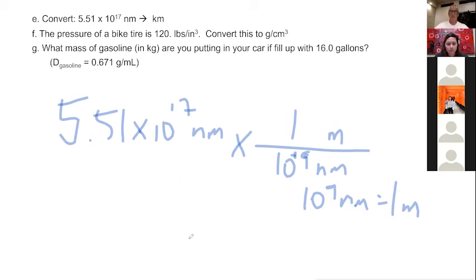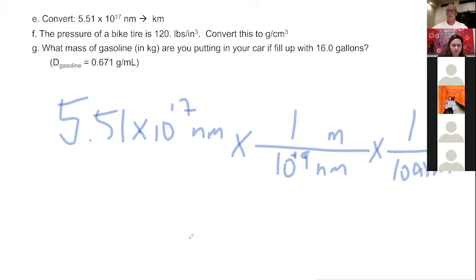Have I lost you already? Okay. And then we have to convert that to kilometers, from the 1,000 meters. So one more. We get rid of the meters this time, and we put kilometers on the top. So how many meters in a kilometer? 1,000 meters. Yep, in 1 kilometer.